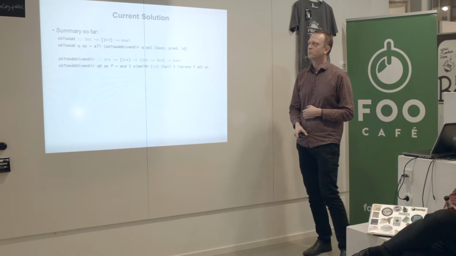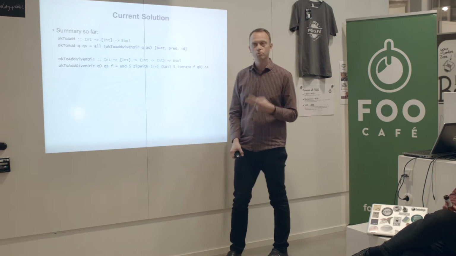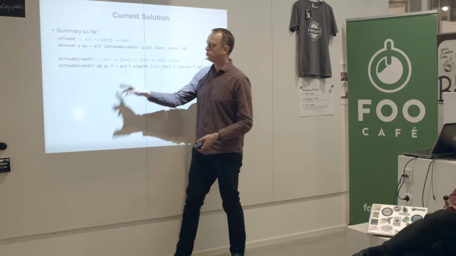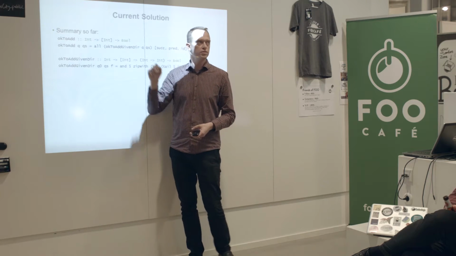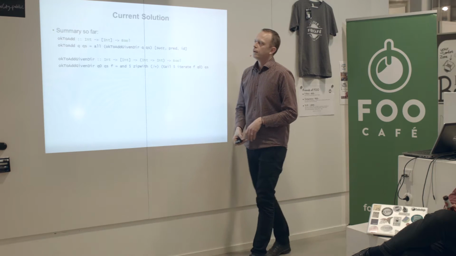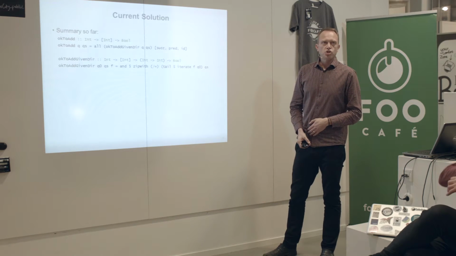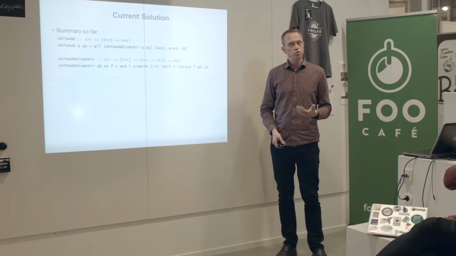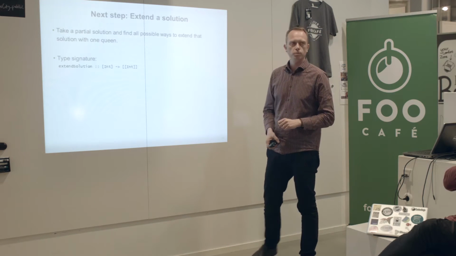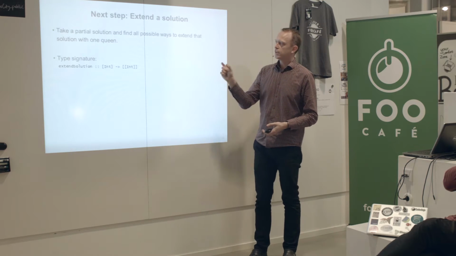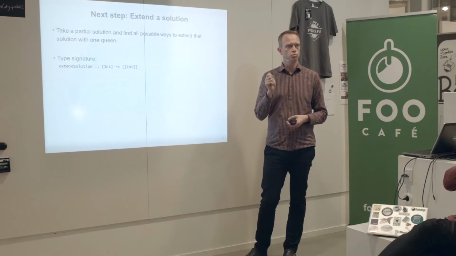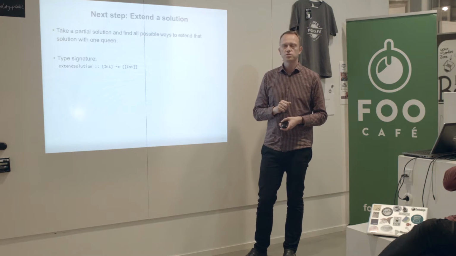So how far have we come now? This is the current solution so far. We have 2 functions. We have this OK to add given direction that we used to implement OK to add. And now we want to use this function OK to add in order to extend our solution. So now we continue with the problem basically here. And what do we want to do when we extend the solution? Well, we want to take a partial solution and we want to find all possible ways to extend that solution with 1 queen. That's where we start from basically.